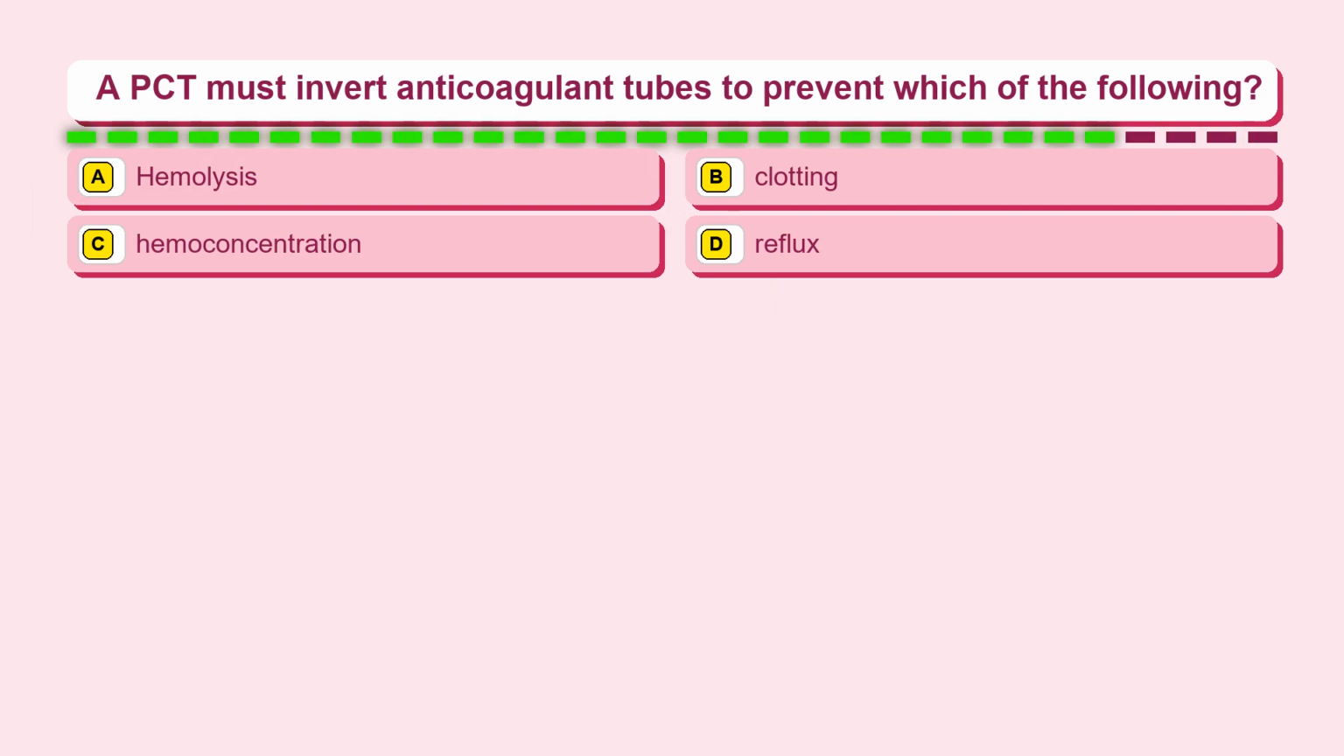Question 44. A PCT must invert anticoagulant tubes to prevent which of the following? Option A. Hemolysis. Option B. Clotting. Option C. Hemoconcentration. Option D. Reflux.